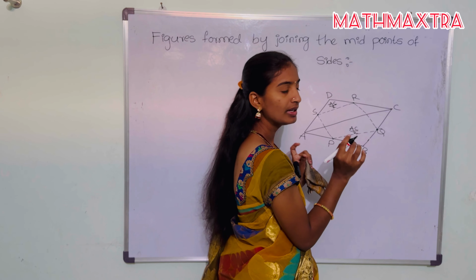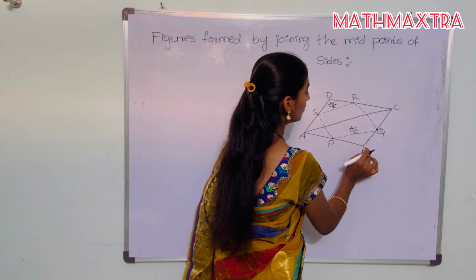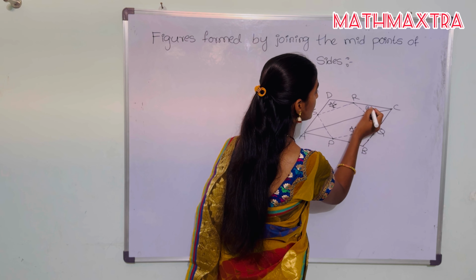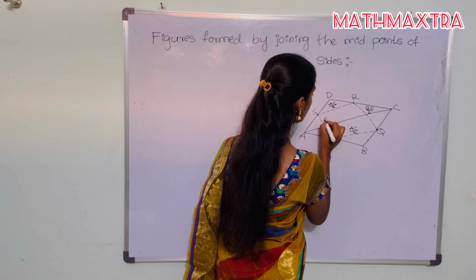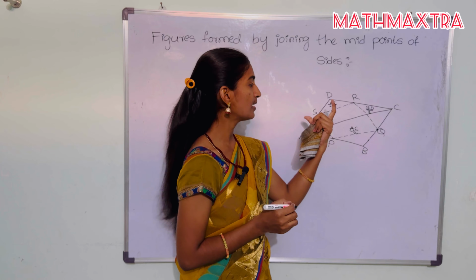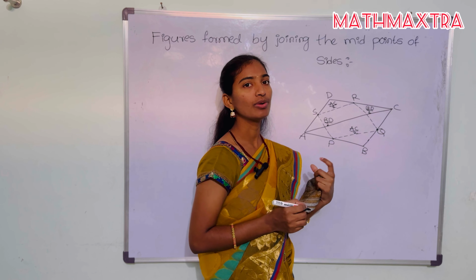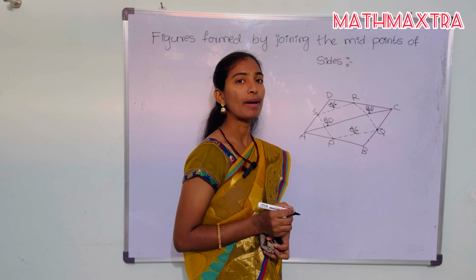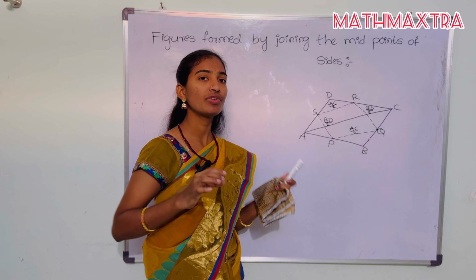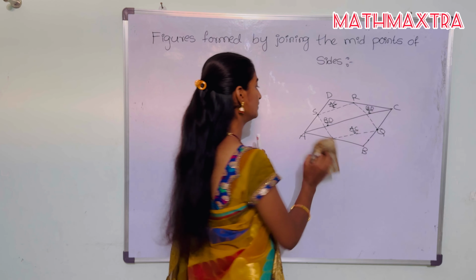These two are parallel. And similarly, if you consider the BD diagonal and triangle BDC, we can see that this is BD by 2 and this is also BD by 2. So what happens? Two pairs of opposite sides are parallel and equal. So we can confirm that it is a parallelogram. This PQRS is a parallelogram. So if you join the midpoints of the sides of a parallelogram, again you will get a parallelogram only.